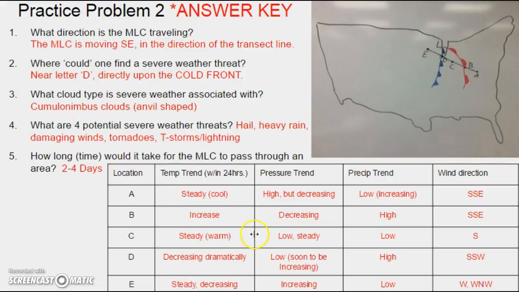Let's see, where am I at? Letter C, warm sector. You can do those together, or you can take a look here if you're with somebody. If you're doing them by yourself, make sure you take a look at that.